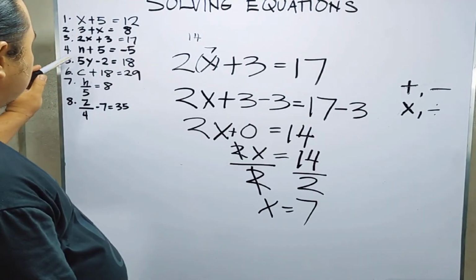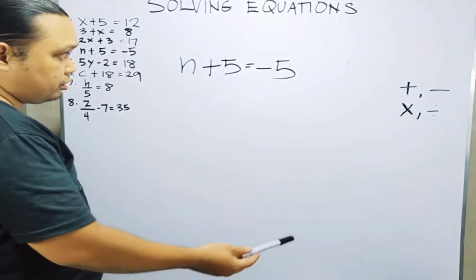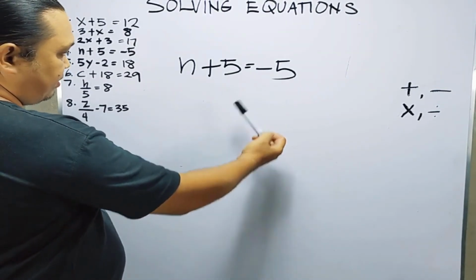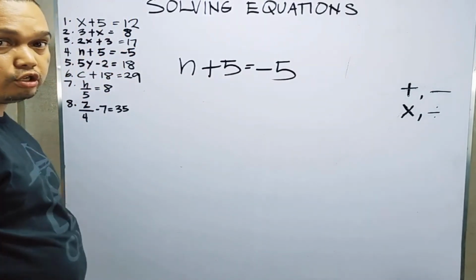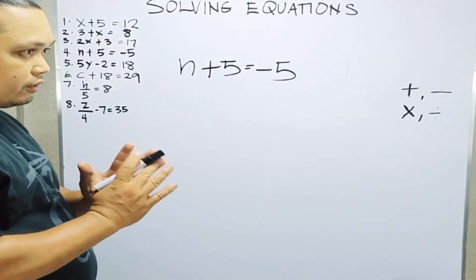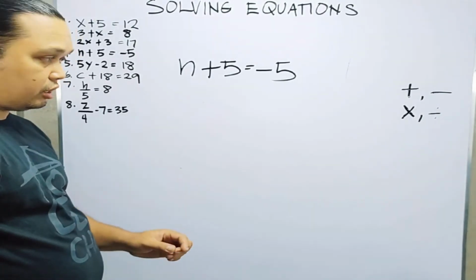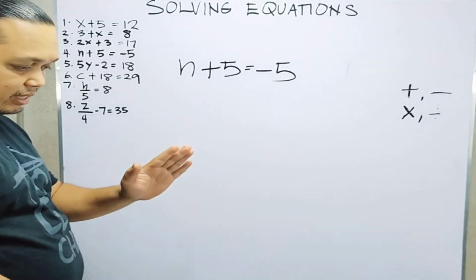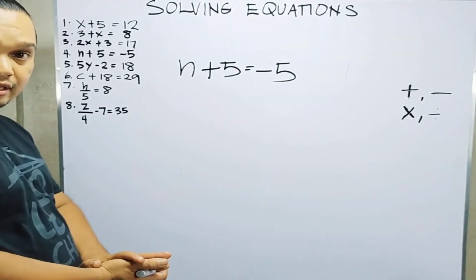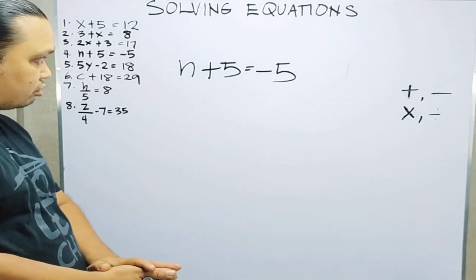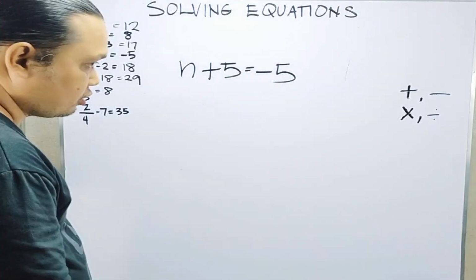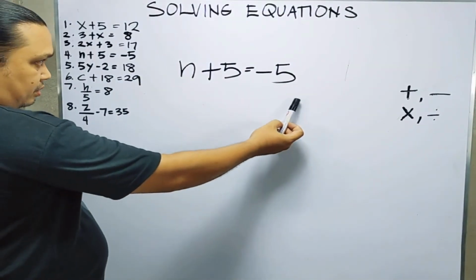That's number 4. This time we have an integer equation. So n plus 5 equals negative 5. This time we are dealing with integers. Now we are looking for the variable, which is n. What is the value of n here? To get that, let's get rid of all the constants on the left of the equation, because our variable is on the left. That is 5. Now let's copy this.